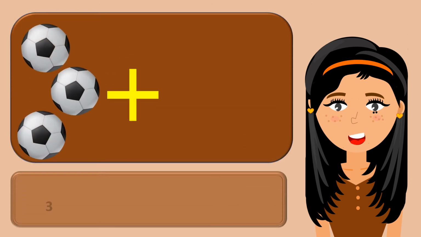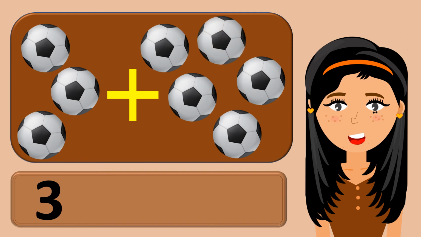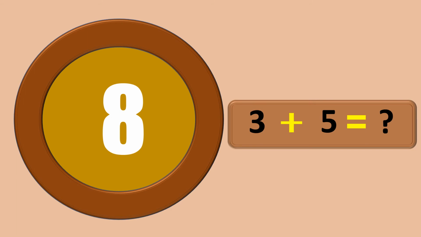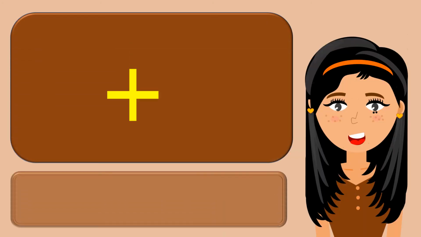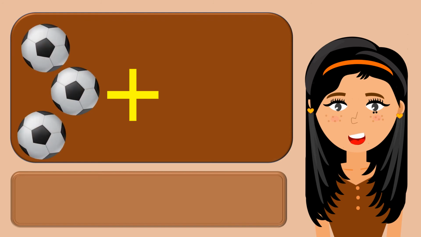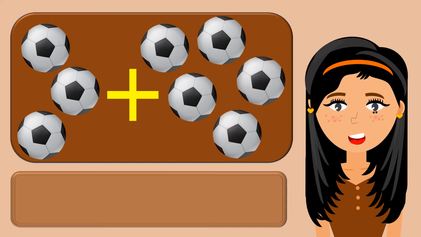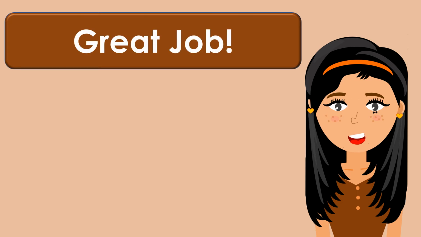1, 2, 3. 1, 2, 3, 4, 5. 3 plus 5 equals 1, 2, 3, 4, 5, 6, 7, 8. 3 plus 5 equals 8. Great job! Let's have the next question.